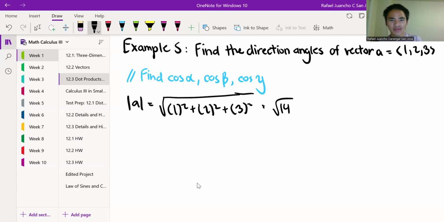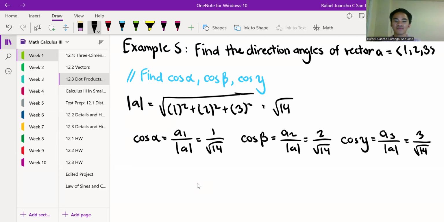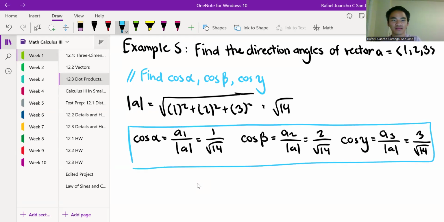Then we want to use our pieces to put things together. So we have a1, which is 1 over square root of 14. We have our cosine beta, which is a2. This is 2 over square root of 14. And our cosine epsilon, which is a3. This is 3 over square root of 14. So that's our direction angles right here. Right?